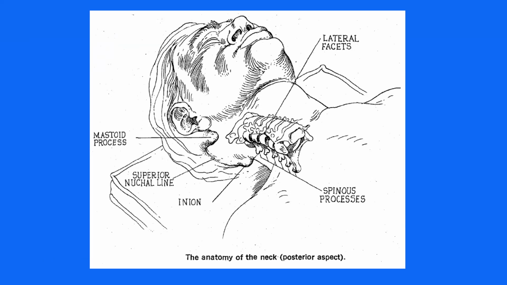You should know what the superior nuchal line is. This is the upper limit where you can put the plate when you're operating on the occiput. You should stick to the medial position, the mesial position. Why? Because the thickness of the skull is most at that level.